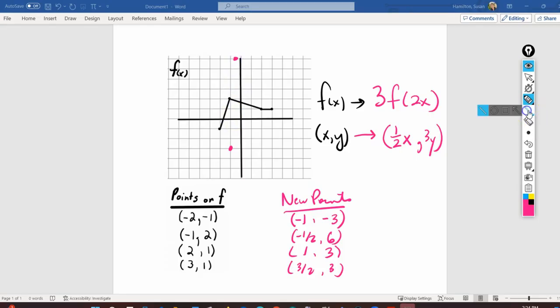And then I'm going to connect them as I go. And then we're going to have 1, 3. 1, 2, 3. So connect as we go. And then 3/2, 3, or 1.5, 3. Okay, and so for the last example, that is going to be what you see in red there, the graph of 3 times f evaluated at 2x.